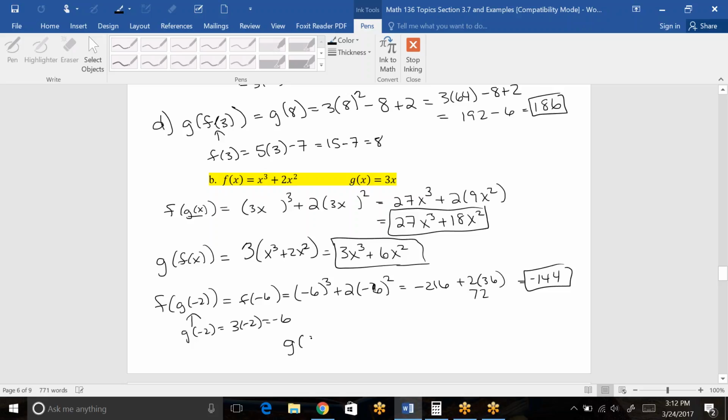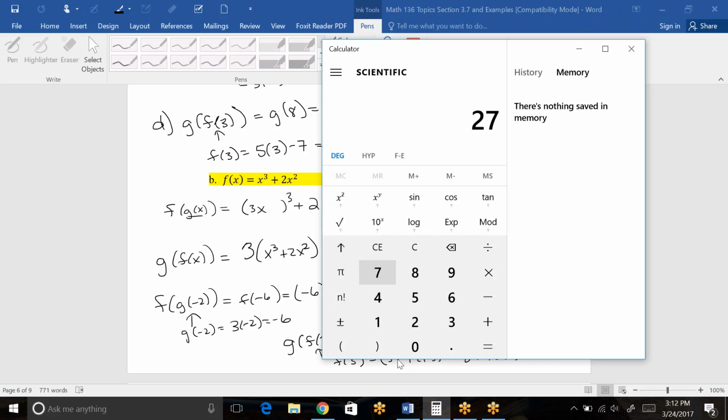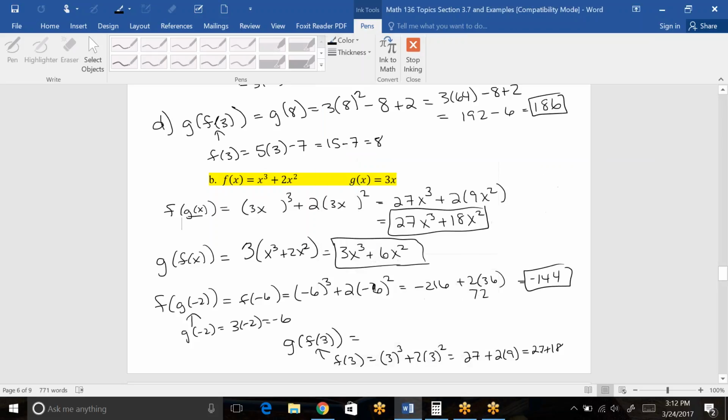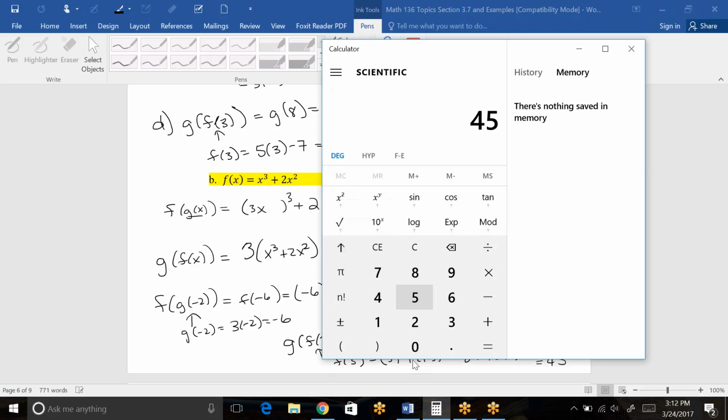And then we need to do g of f of 3. So we'll do f of 3 first, which is 3 cubed plus 2 times 3 squared. That's 27 plus 2 times 9, which is 27 plus 18, which is 45. So now I'm doing g of 45, which is just 3 times 45. And that would be, I believe, 135, yeah.